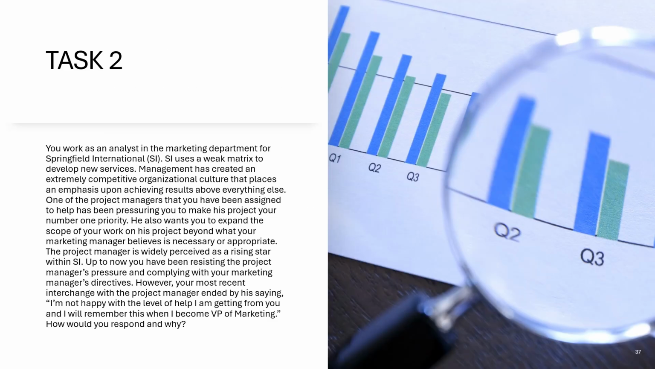There is also a suggestion of task 2. Students can work as analysts in an imagined department of marketing for Springfield International Company, using the weak matrix idea to develop and assess the organizational structure of this business, and also contributing to a discussion and reflection on some of the questions here.